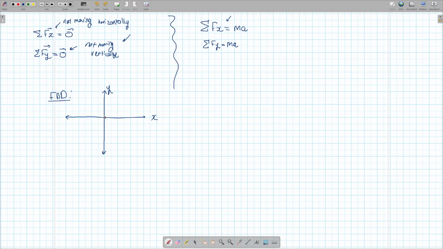Let's say you have weight. I'll draw it in red. If it's an inclined plane, you should know that weight acts at an angle, but the normal reaction always acts perpendicular to the surface. This is for an inclined plane.